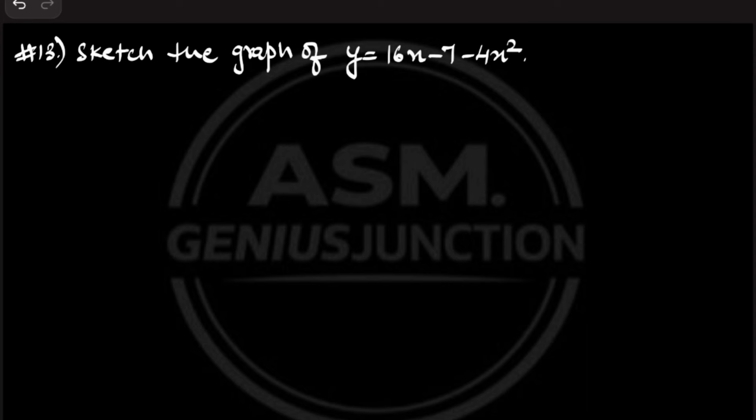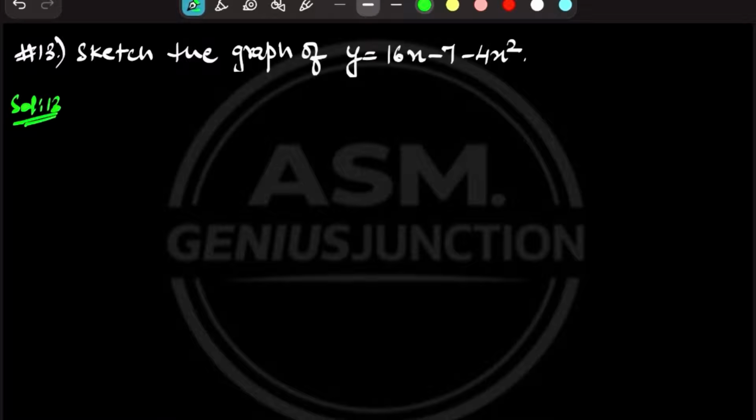Question number 13, in continuation with video number 1, says: sketch the graph of y is equal to 16x minus 7 minus 4x square. Okay, so let's start with the solution of question number 13, right? This is in continuation with video number 1. In question number 13, we have the curve y is equal to 16x minus 7 minus 4x square.